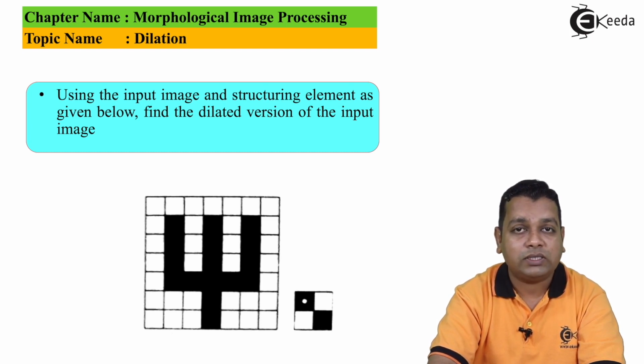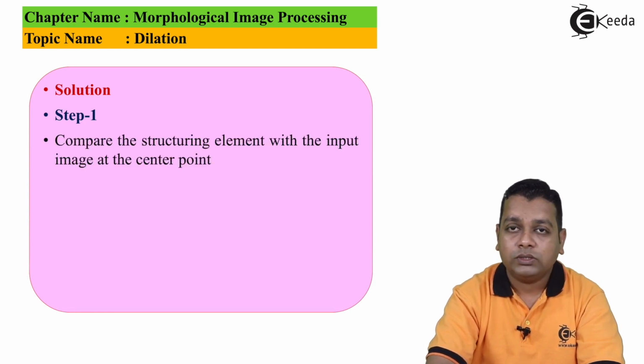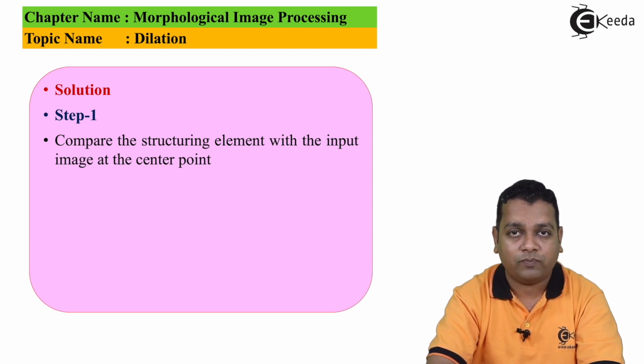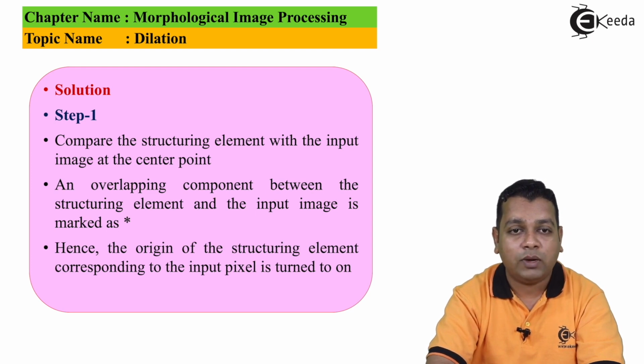Now the structuring element has dimensions 2 by 2, where two pixels are marked black and two pixels are marked completely white. So let us solve this case, following step number 1. Here we compare the structuring element with the input image at the center point. The overlapping component between the structuring element and the input image we mark with an asterisk, as shown on the image. Hence, the origin of the structuring element corresponding to the input pixel is to be turned on.